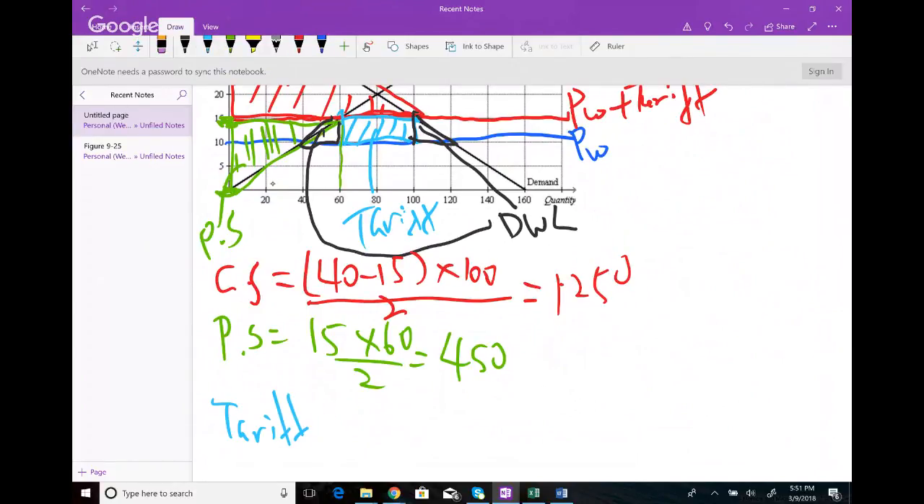And then for our tariff revenue, we're going to do the horizontal difference. That's from 60 to 100, so 100 minus 60, which is 40. And then the vertical difference is from 10 to 15. So that's just the tariff, which is $5. Now do not divide it by 2, because remember this is a rectangle. It's not a triangle. A triangle is divided by 2, but a rectangle is just base times height. So 40 times 5, that should be 200.